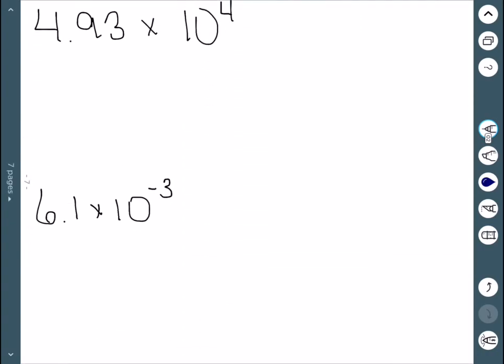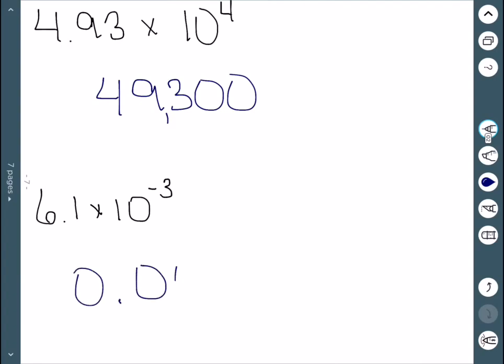A couple more. A positive exponent of 4 says this number is bigger than 1. So we would move the decimal 1, 2, 3, 4 times. The last example has a negative exponent, so our number is less than 1. So we would move the decimal 1, 2, 3 times, 0.0061.